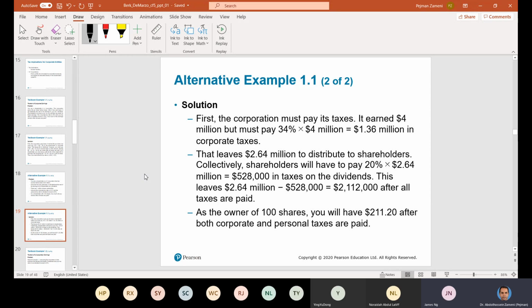Okay, see the 4 million reduced to almost $2 million. As the owner of 100 shares, you will have $211.20 after both corporate and personal taxes are paid. Do you know how to get it? Yeah, that 2 million divided by the 1 million shares outstanding, then multiplied by the number of shares that you own, which is 100, then that would be the amount that you're gonna earn. That is your income.